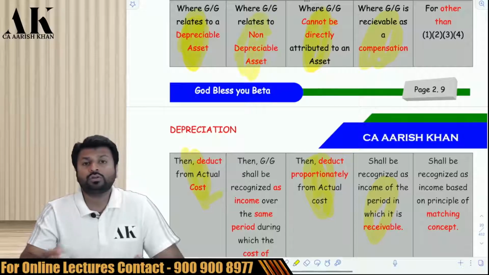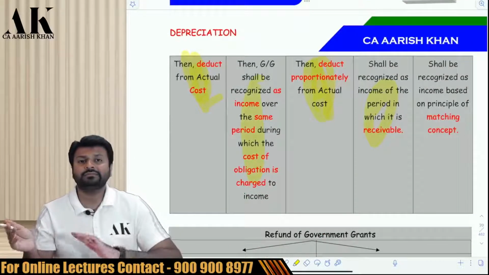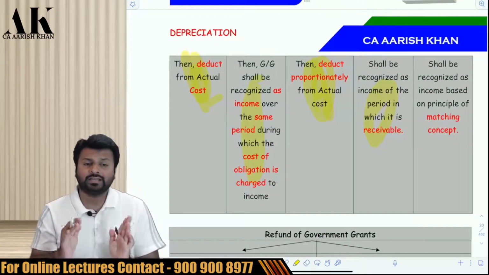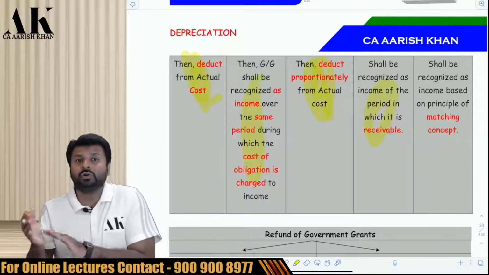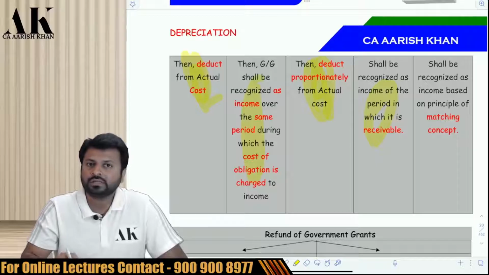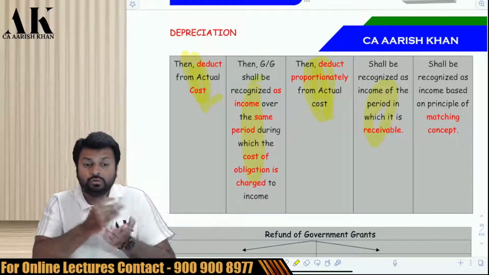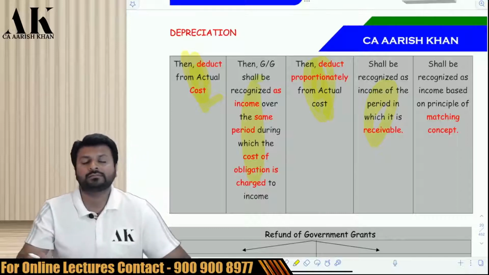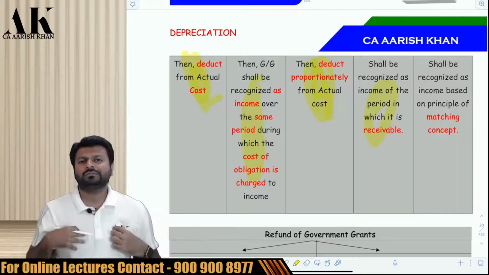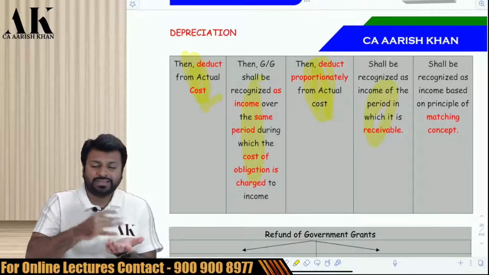If it is in relation to a non-depreciable asset, then recognize it as income over the period during which you complete your obligation. Suppose the government tells you, we are giving you 100 crore. You have to use this 100 crore every year to do these expenditures. The government has given you 100 crore and has told you to buy these things out of this.